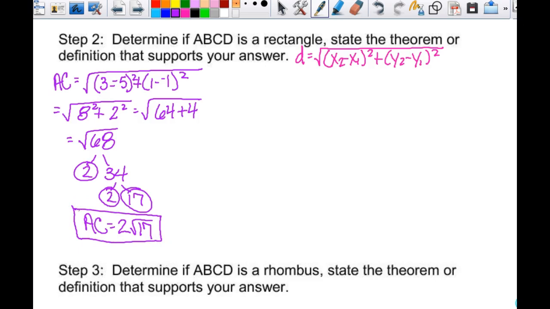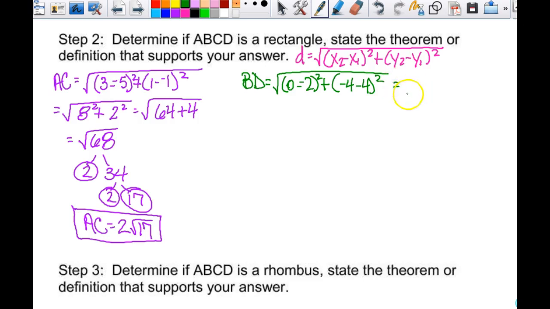Now, I have to go find the length of BD. Am I guaranteed to get 2 square root of 17? No, because it says determine. I may or I may not. If I get 2 square root of 17, then it's a rectangle. If I don't, then it's not. So the length of BD is going to be, let's see, we'll have 0 minus a negative 2 squared plus negative 4 minus 4 squared.